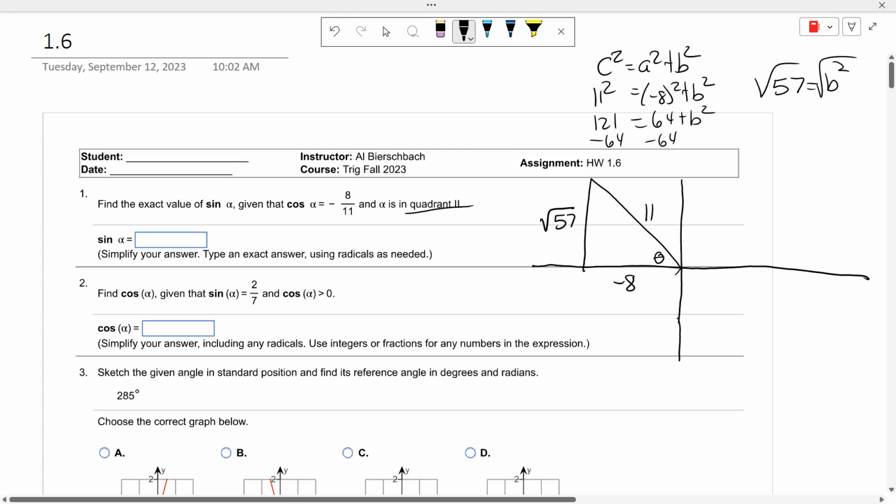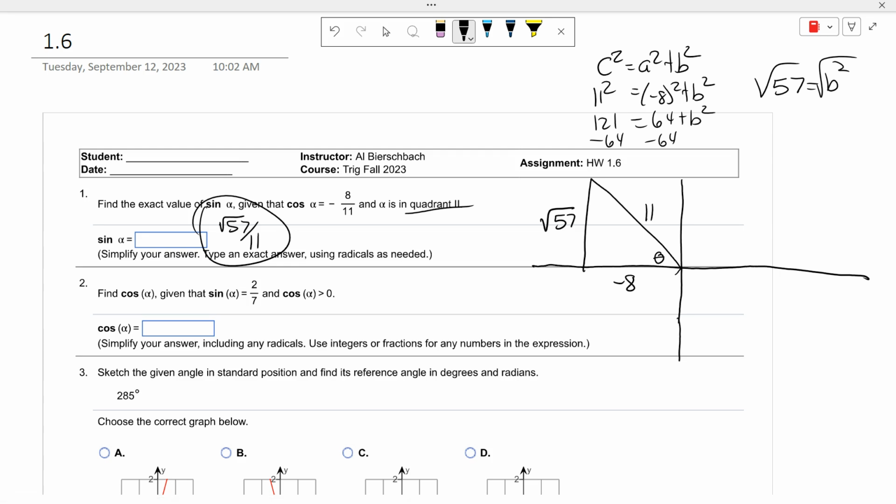Is it positive or negative? Positive, because in quadrant 2, we're going up. So it's the square root of 57 over 11. That's how we solve that. We're given cosine. That's how we find sine.